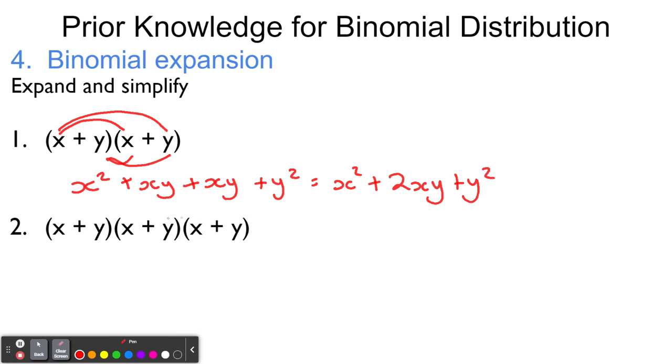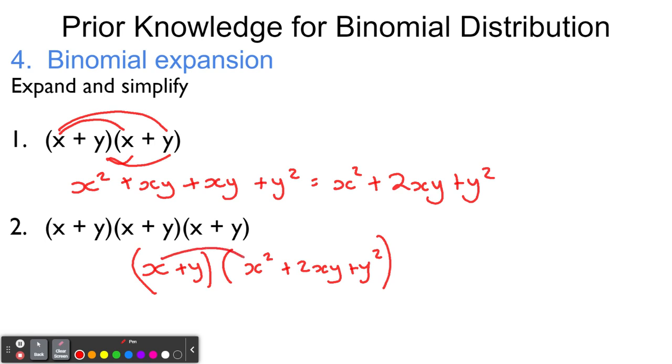And then if we had to expand 3 brackets, we've already done the first part. If you can see, the first part is the same as question 1. So we're going to put the last bracket in front of our answer to part 1. So x squared plus 2xy plus y squared. And then we're going to expand. So we're going to times x by this. So we're going to get x cubed, x times 2xy. Now it's important that the indices are with the correct letter. So this is x squared y. And then x times y squared is going to give us xy squared.